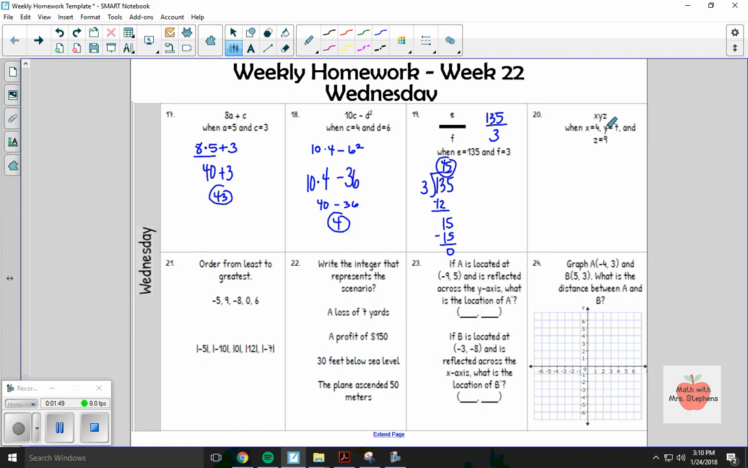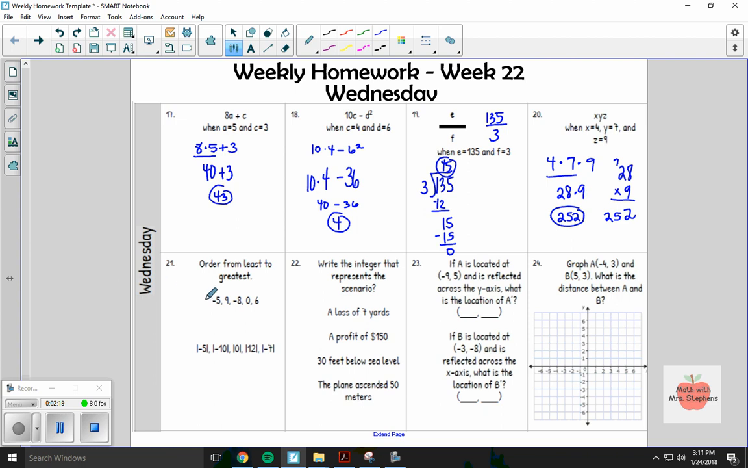Number 20, XYZ represents X times Y times Z. X is 4 times 7 times 9. 4 times 7 is 28. 28 times 9 if you set up some scratch work. 9 times 2 is 18, plus 7 is 25, so your final answer is 252.